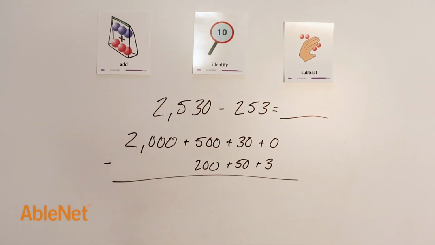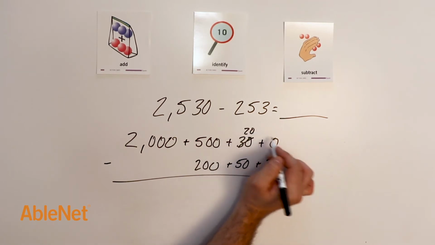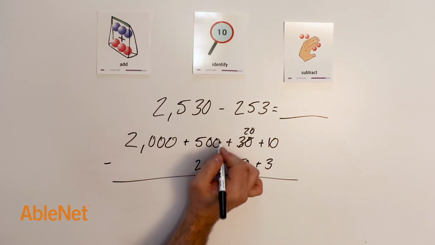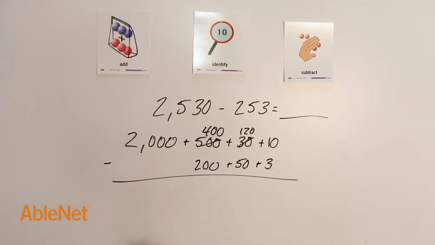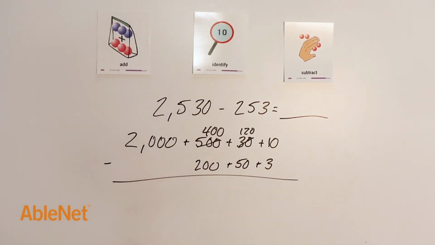Now I can check and regroup. We can't subtract 3 from 0, so we will have to regroup a set from the tens place. 30 becomes 20, and the set of 10 moves to the ones place. We can't subtract 50 from 20, so I will regroup a set from the hundreds place. 500 becomes 400, and that set of 100 moves to the tens place. 20 becomes 120. We don't need to regroup the hundreds or thousands place.